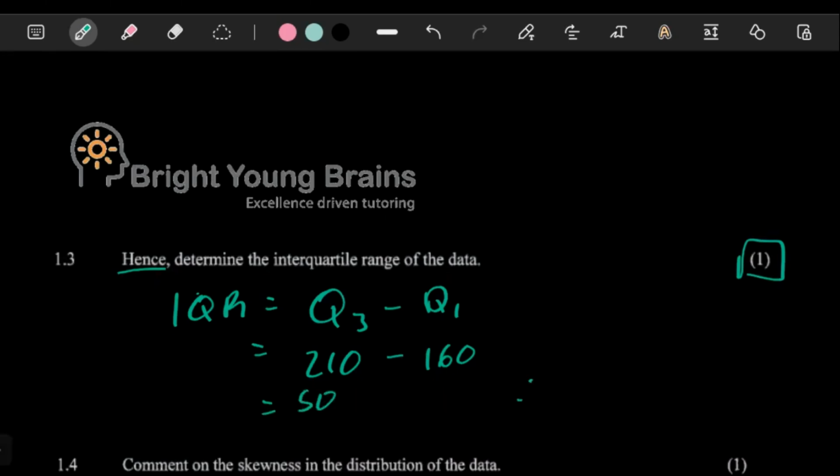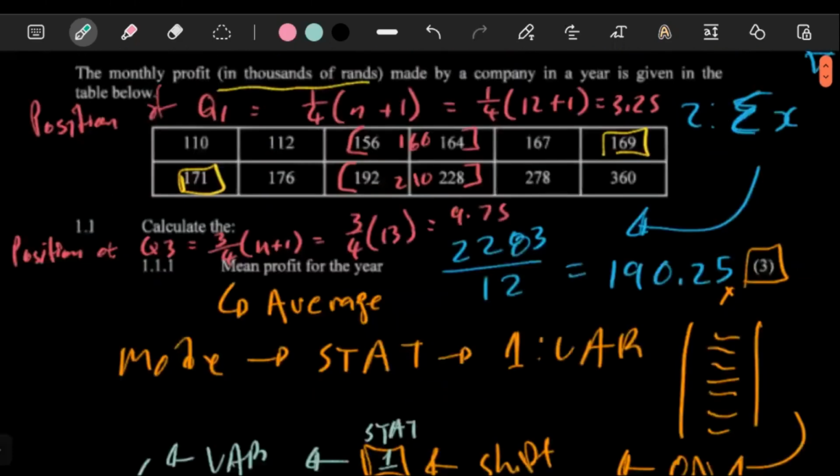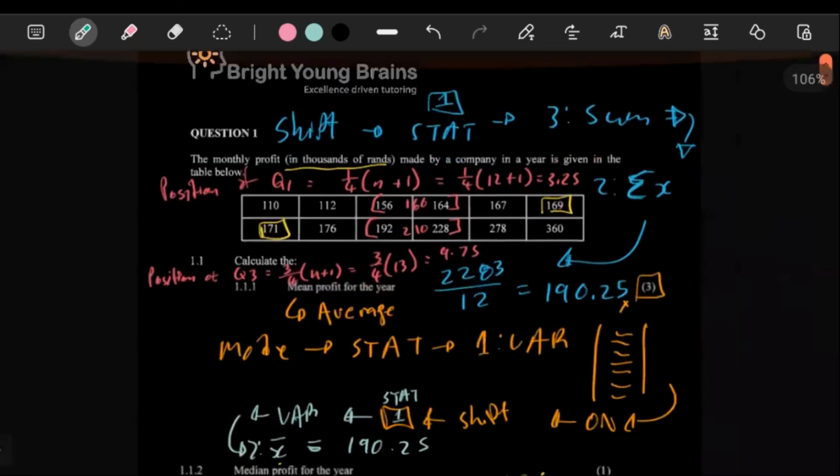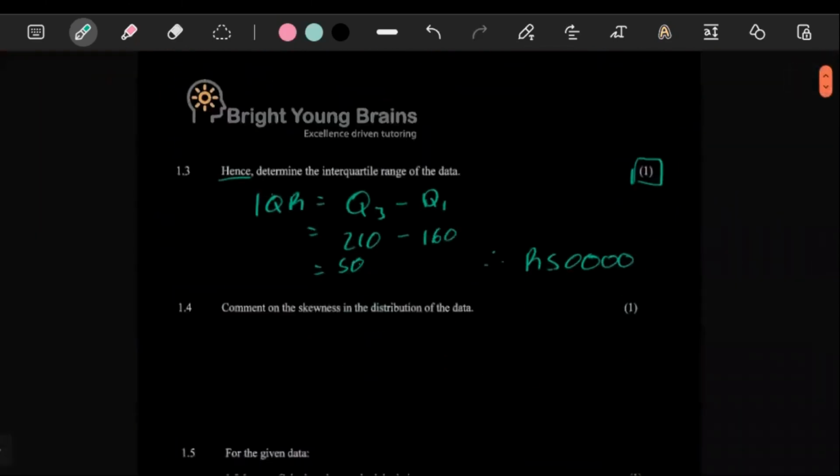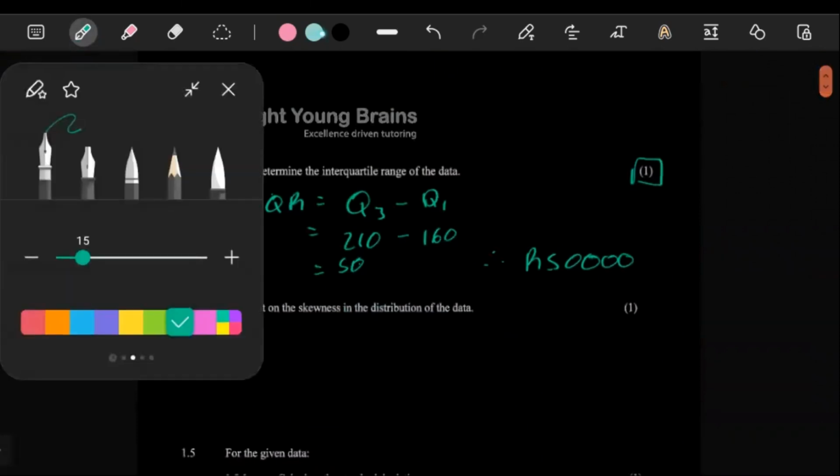So you have to remember that. Always remember to give your answers based on the kind of data. The interquartile range is 50,000 rand. Remember your data here: the numbers they've given you are in thousands. So don't forget that, because sometimes you lose marks for nothing.